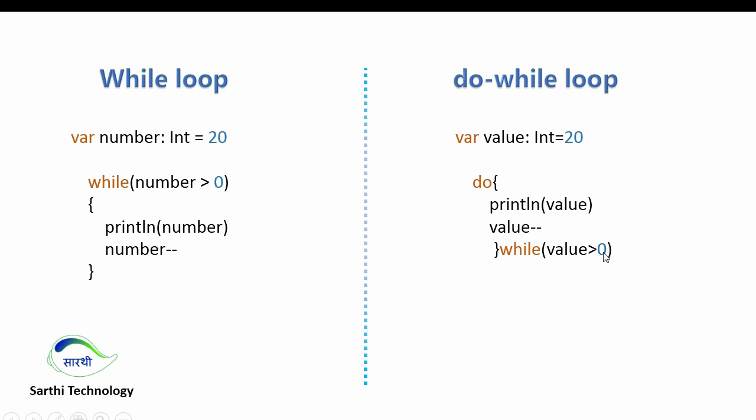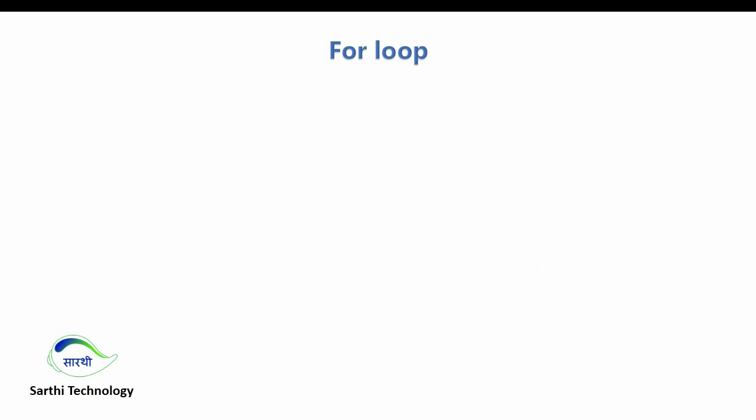Now come to the for loop. But before talking about the for loop, I want to tell you about the range. Here you can see this is called range. This range starts from 1 and ends at 100.